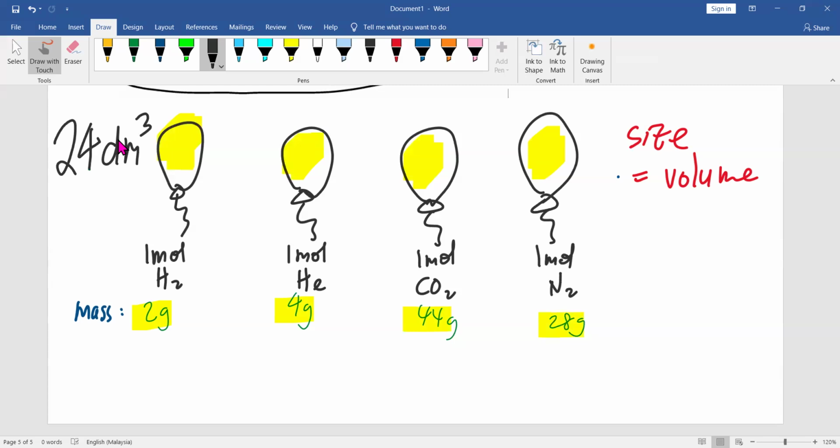So this balloon, if it's filled with hydrogen, is only 2 grams. Is that really light or really heavy? Light. Very light. If it's filled with helium, it's 4 grams. Still very light. Air is made out of 78% nitrogen. If I blow a balloon, I will be adding carbon dioxide and nitrogen into the balloon. So will my balloon be heavier or lighter than air? Heavier, so it will sink.